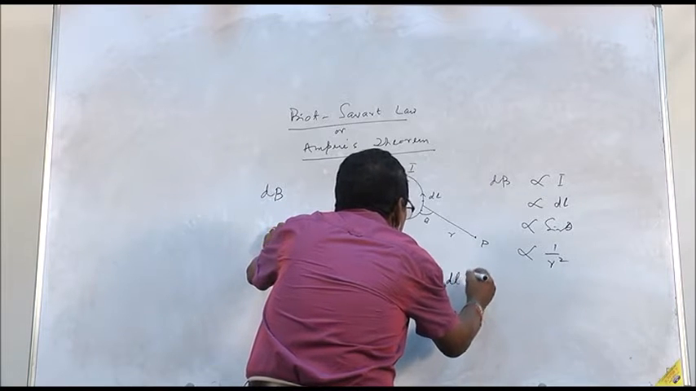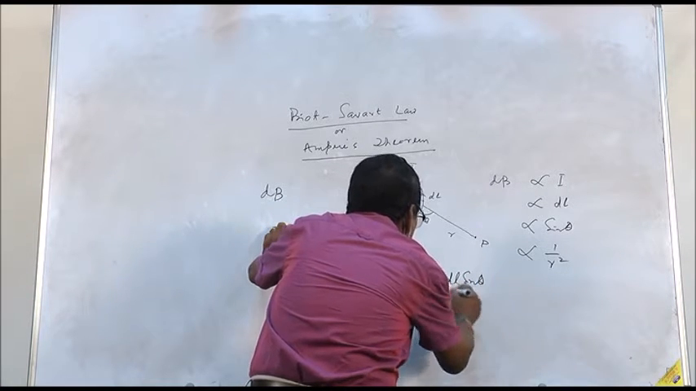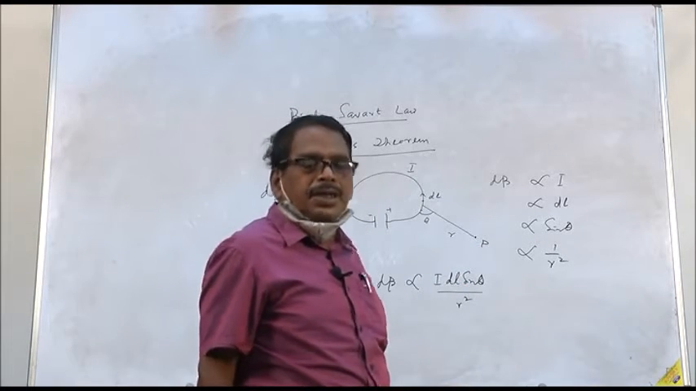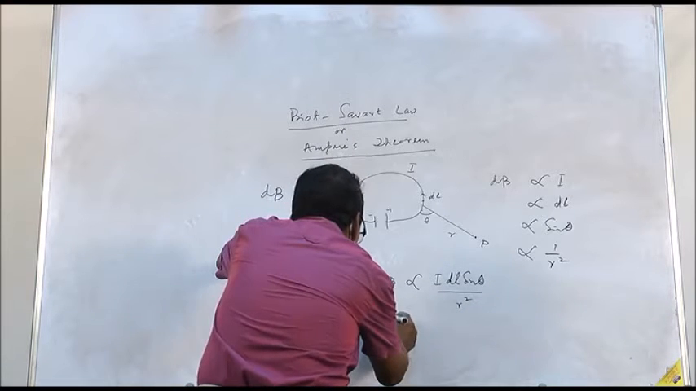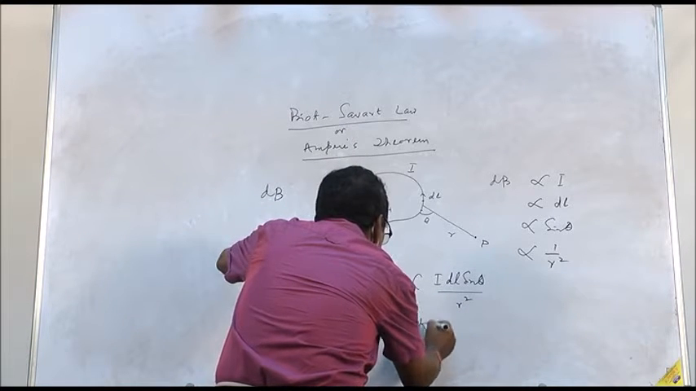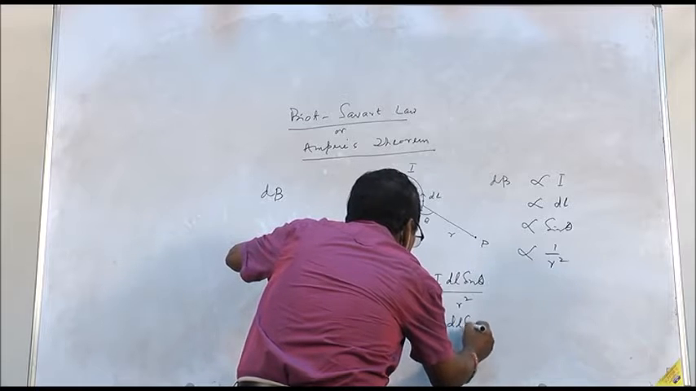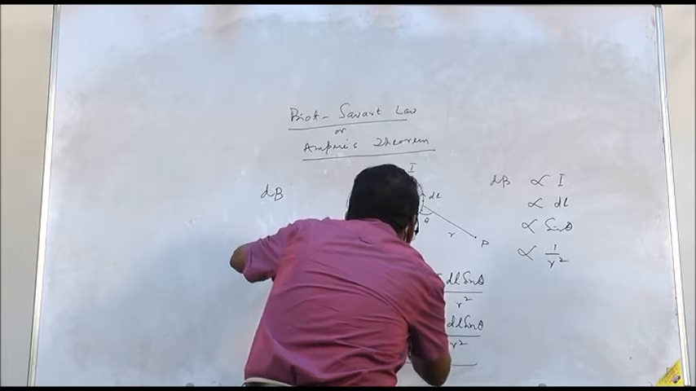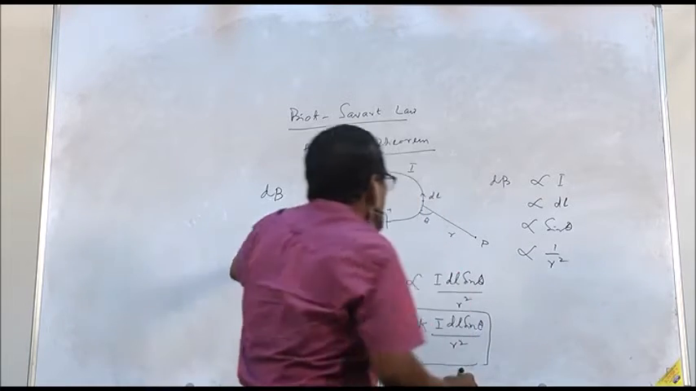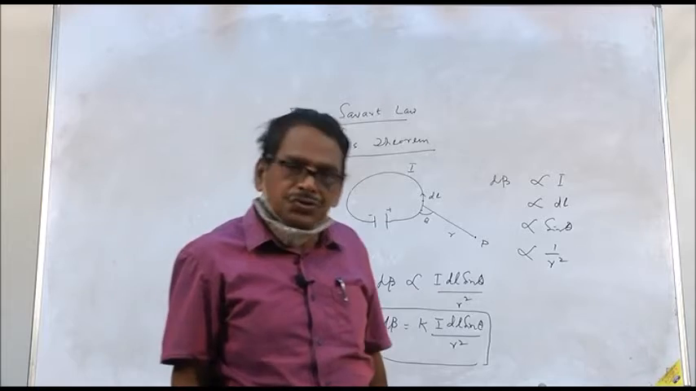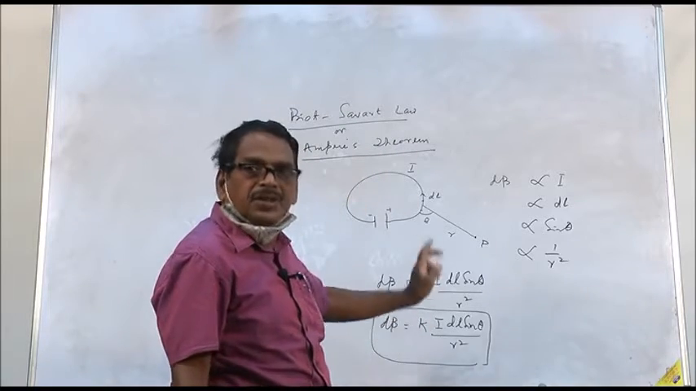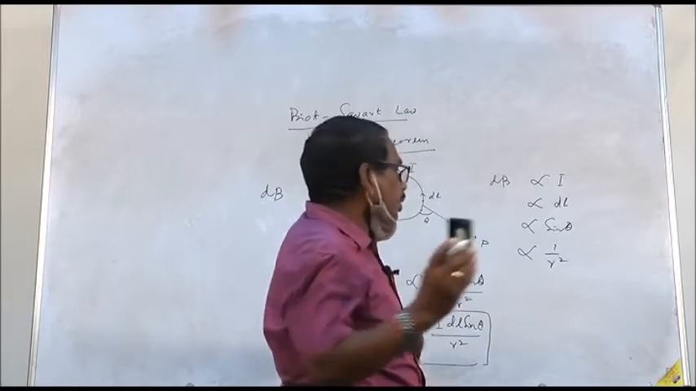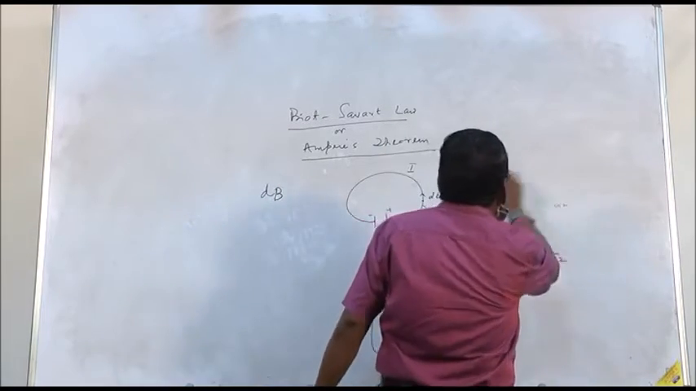I, dl, sin theta by what? R square. dB is proportional to I dl sin theta by R square. So, dB is equal to a constant k, I dl sin theta by R square, where k is called the proportionality constant. In the examination, we have to write k is the proportionality constant. The value of k is different in different systems of units. In CGS system, the value of k is 1, but in MKS system, mostly we will deal with MKS system.